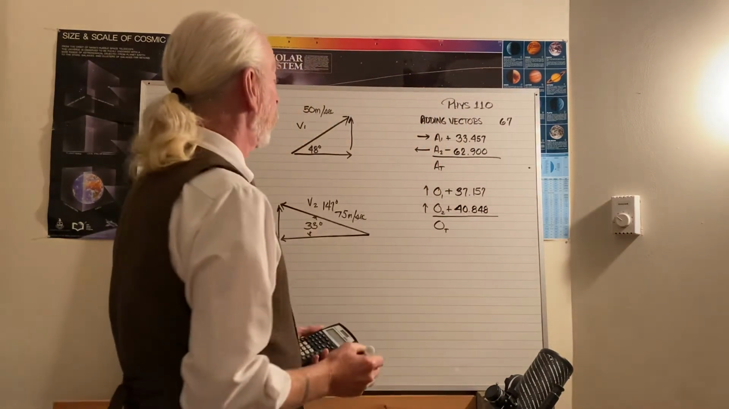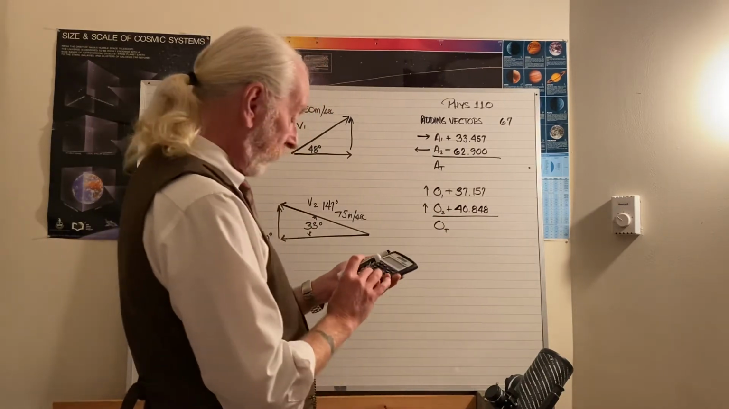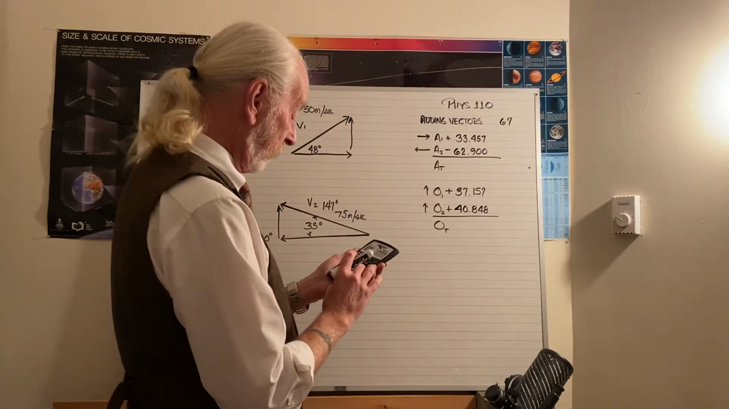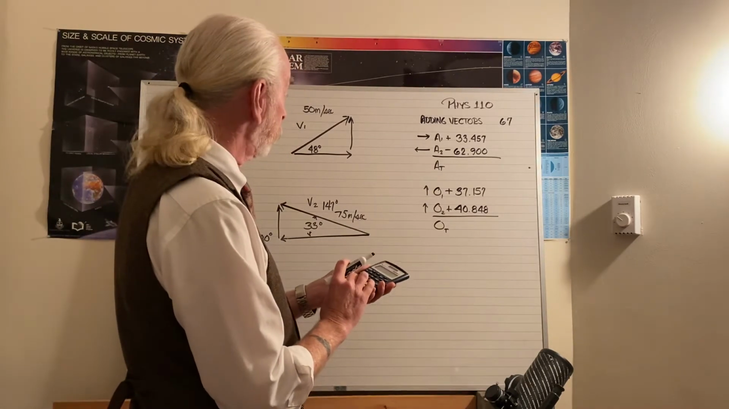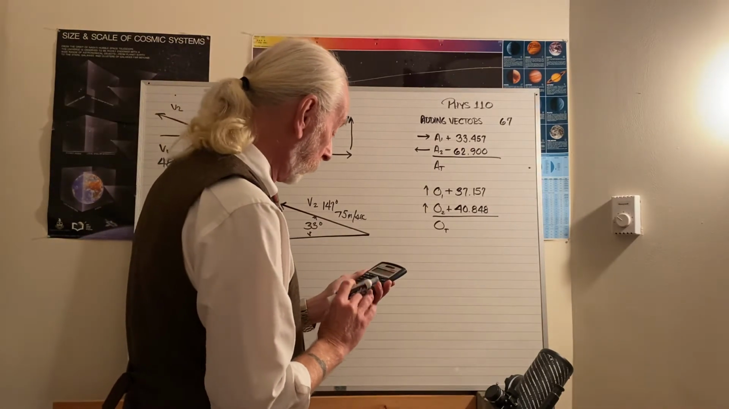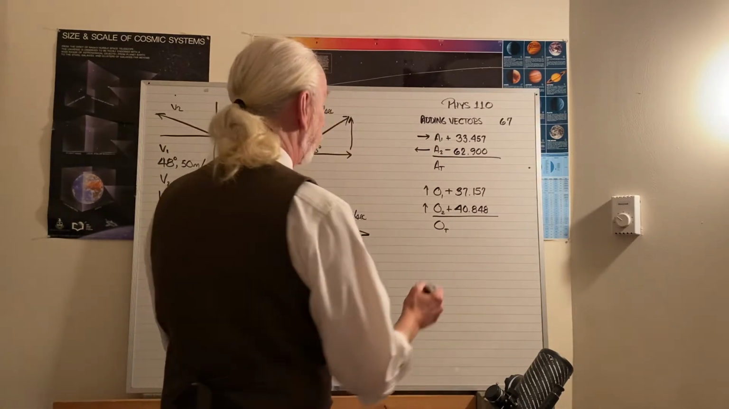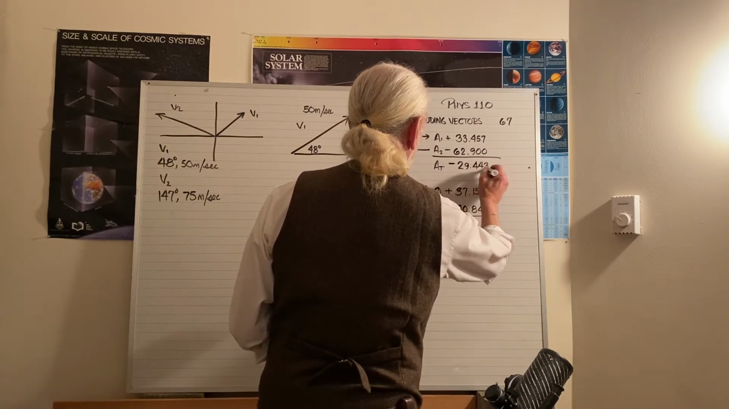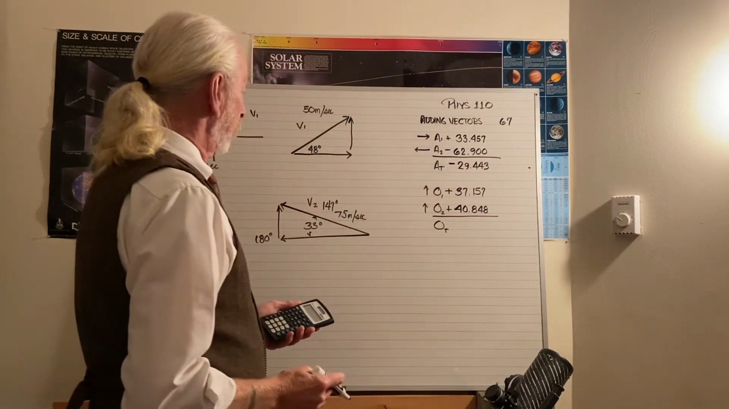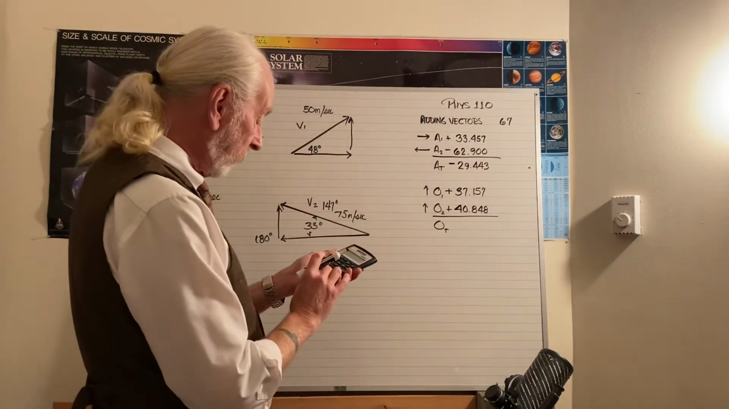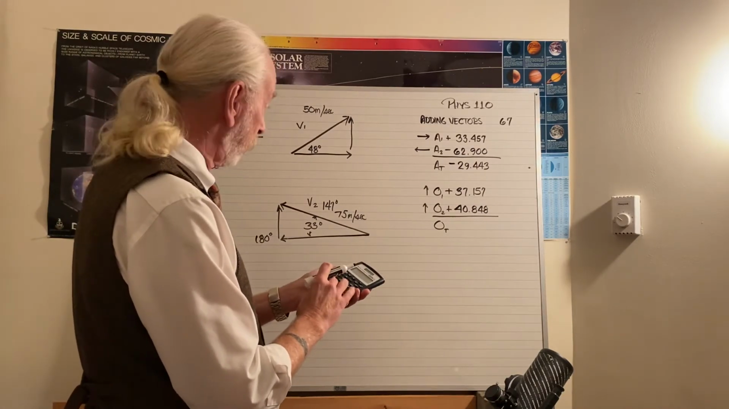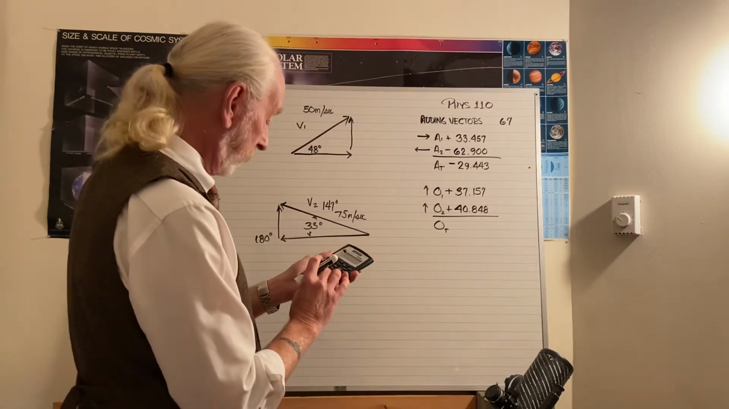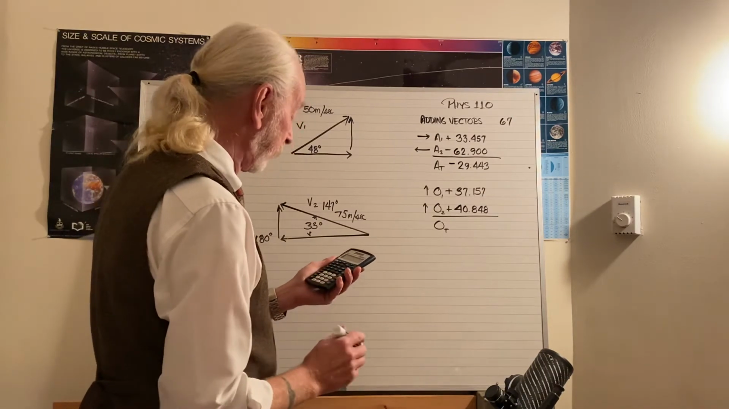All right, now I'll tally them up. 33.457 minus 62.900, I got negative 29.443. 37.157 plus 40.848, 78.005.